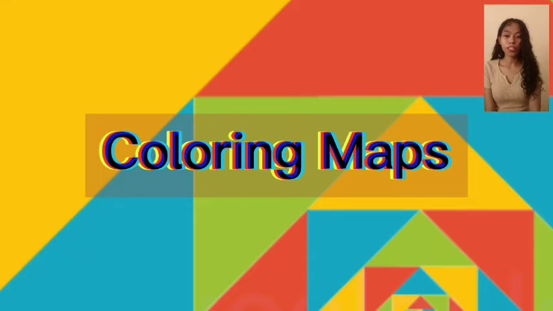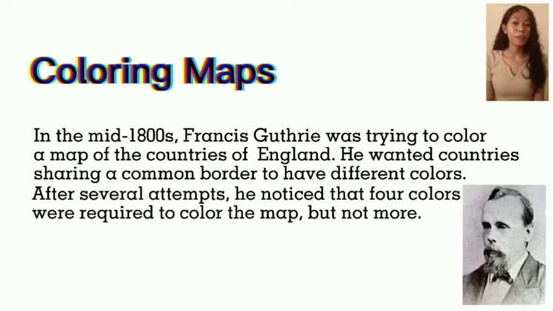This question originated not with map makers but with mathematicians. In the mid-1800s, in 1852, Francis Guthrie was trying to color a map of the counties of England so that it would be easy to distinguish the counties. He wanted counties sharing a common border to have different colors. After several attempts, he noticed that 4 colors were required to color the map, but not more. This observation became known as the four-color problem. It was not proved until over 100 years later.